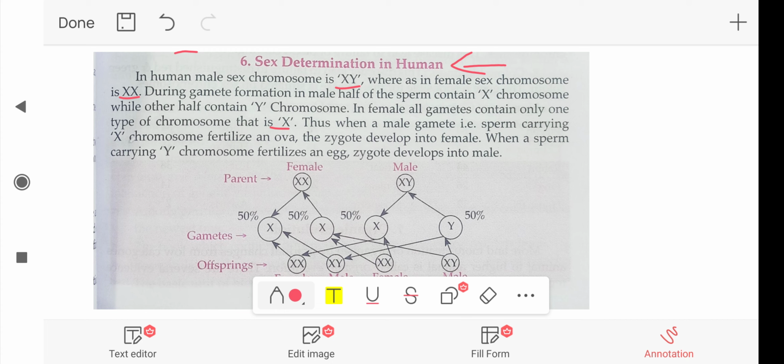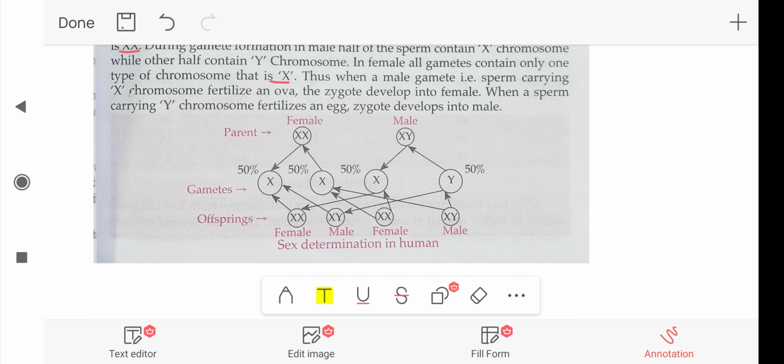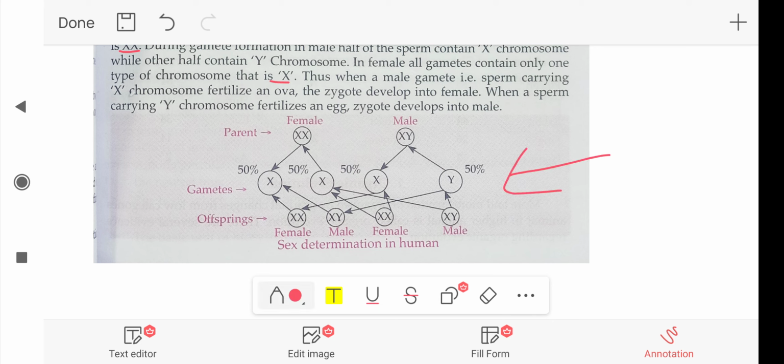So, when the X chromosome of male fertilizes an ova, then the zygote develops into female because female chromosome is X and X. And when a sperm carrying Y chromosome fertilizes an egg, the zygote develops into male because now the chromosome becomes XY. You can see the diagram over here. Female is denoted by XX chromosome and male by XY.